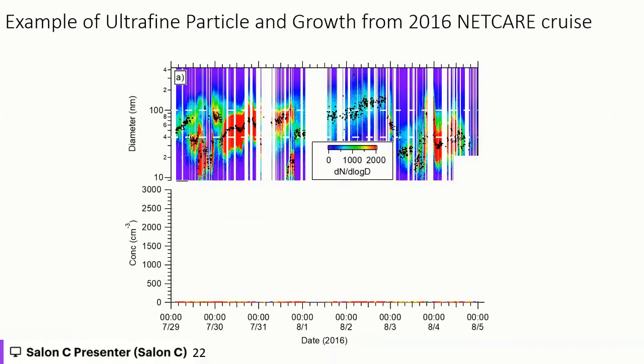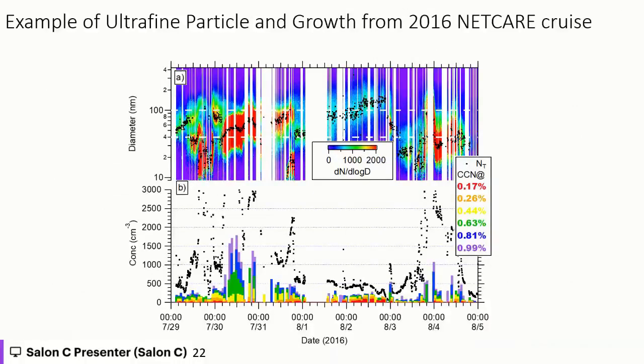So as part of the 2016 cruise, I mentioned we brought a CCN counter on board. Here I'm zooming in on one period of the study where you can see a new particle formation and growth event happening at the start of this period. The black points show the mode diameter, just the diameter with the highest concentration, so you can see the particles growing in size throughout the study. And in this next panel, I'm showing you the CCN concentrations at the different supersaturations, color-coded, and the black points are the total concentration.